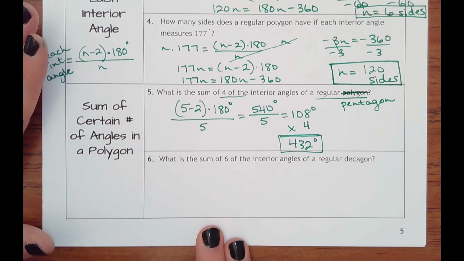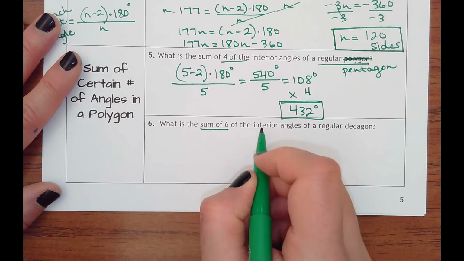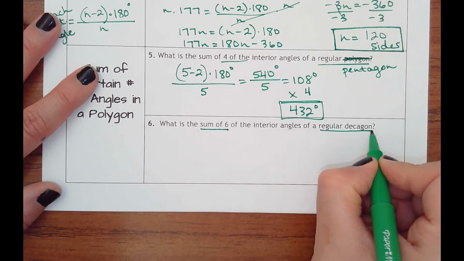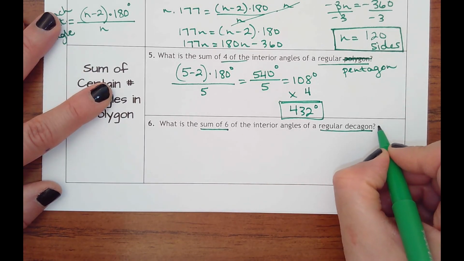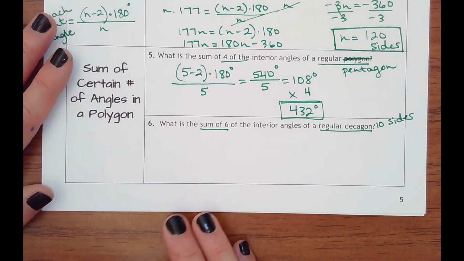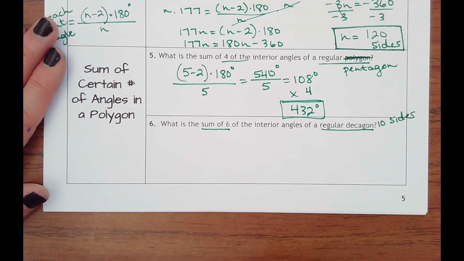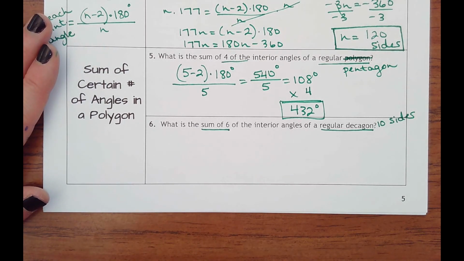And number 6 is the same thing, but it's asking for what's the total of 6 of the angles in a decagon. A decagon has 10 sides. And when it says regular, that just means that all the sides and all the angles are the same. You couldn't do this unless they were regular polygons. So go ahead and pause it and try this one.